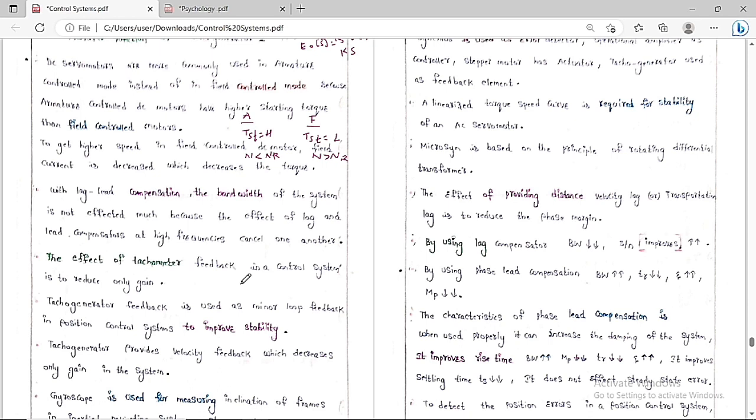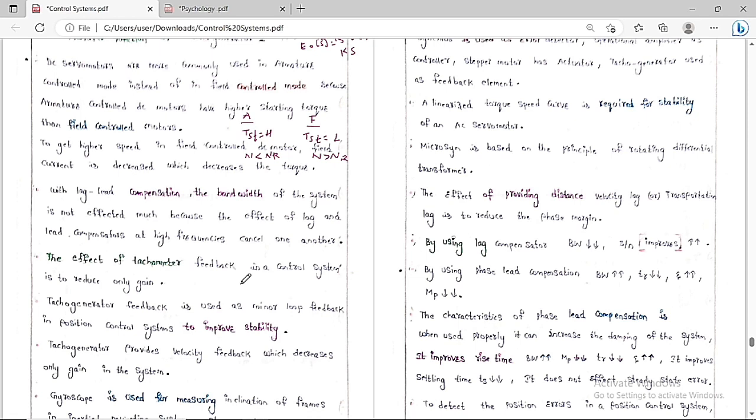So why are we going to use a tacho-generator feedback in order to control the speed of the system? It is used to improve the stability because, as I already told, it's a negative feedback system. Tacho-generator means we are going to use a negative feedback system in order to improve the stability. Therefore, we can say that tacho-generator feedback is used as a minor loop feedback in the case of position control systems in order to improve the stability.